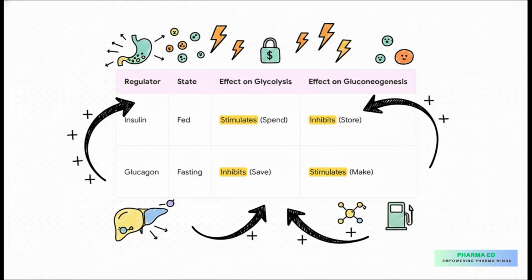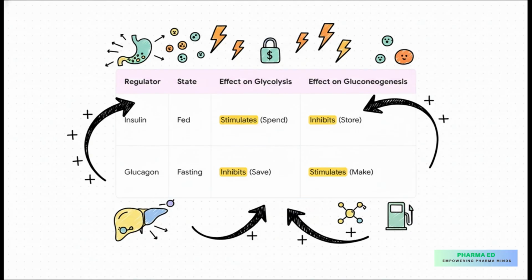After a meal, your blood sugar is high, right? So the pancreas releases insulin. Insulin is the "I have plenty" signal. It tells your cells, hey, spend this glucose, store it, so it stimulates glycolysis. Now, when you're fasting, your blood sugar drops, and that's when glucagon is released. Glucagon is the "help, I'm running low" alarm. It tells the liver, make more glucose now, so it stimulates gluconeogenesis.